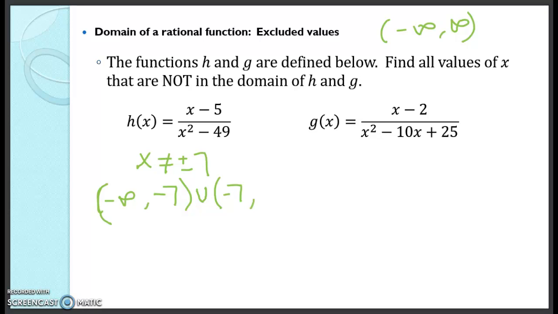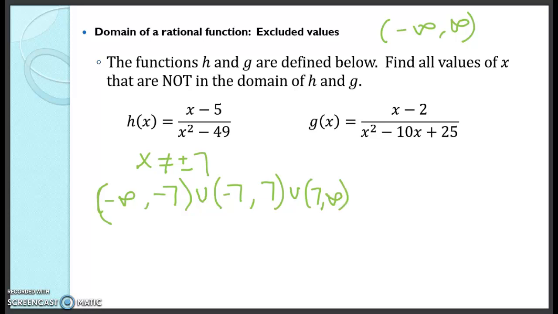Then I can go all the way, I could do 1, 0, whatever, all the way up to 7, and then I can't do 7 because I said x cannot equal 7. And then we're going to go similarly from 7 all the way to infinity. Alright, so that's interval notation for the first one.